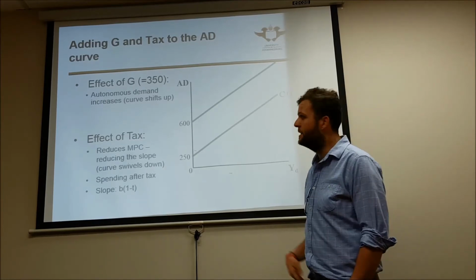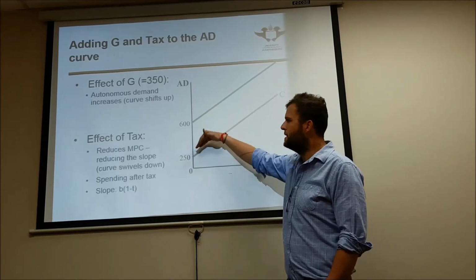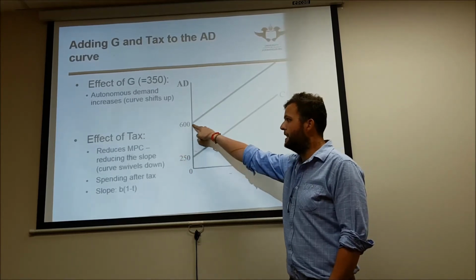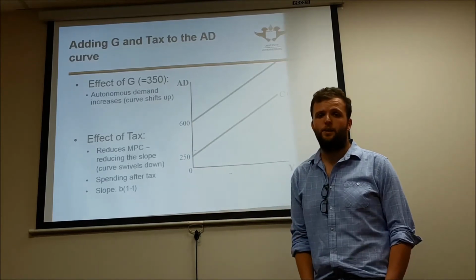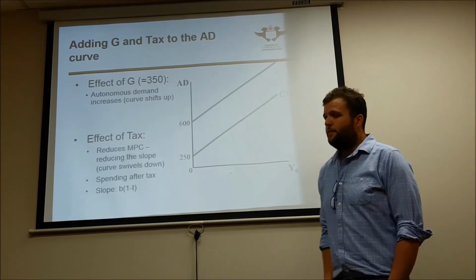G just increases this line to this line. So whatever the amount of government spending is, you just add it to the amount already existing in the economy, and that gives you your new total autonomous spending amount. Okay. But what's the effect of taxation?